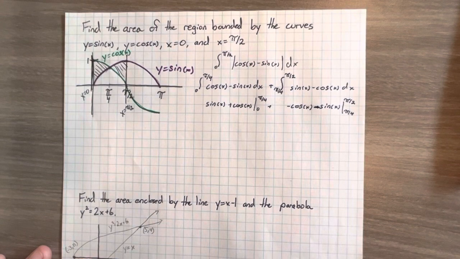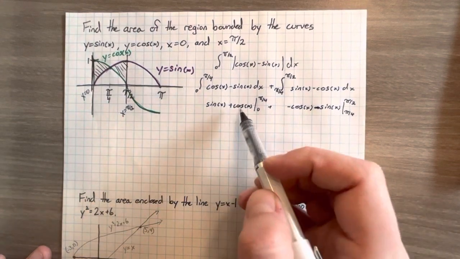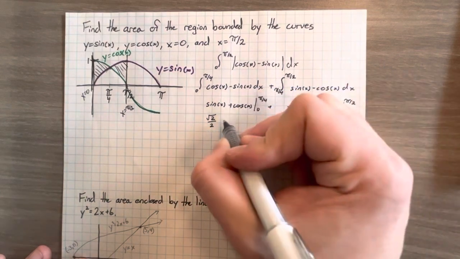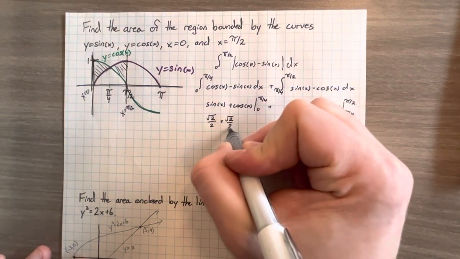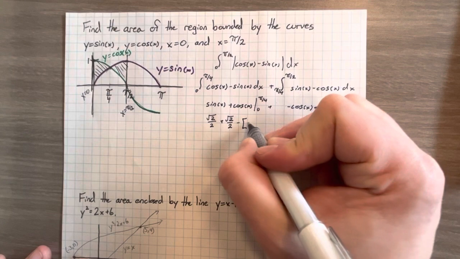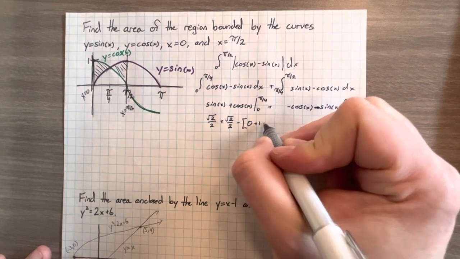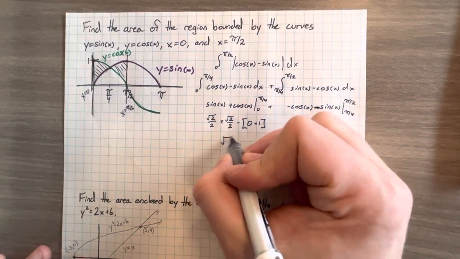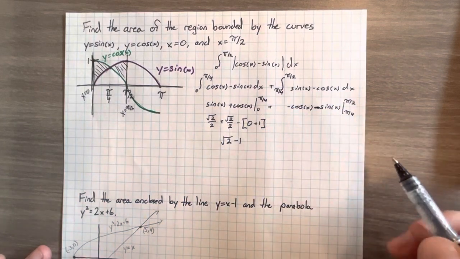Evaluating this stuff, I know this is everyone's favorite. Sine and cosine of pi over 4 is root 2 over 2. And then we're subtracting 0 plus 1. That's this first bit. So we really just have here root 2 minus 1.